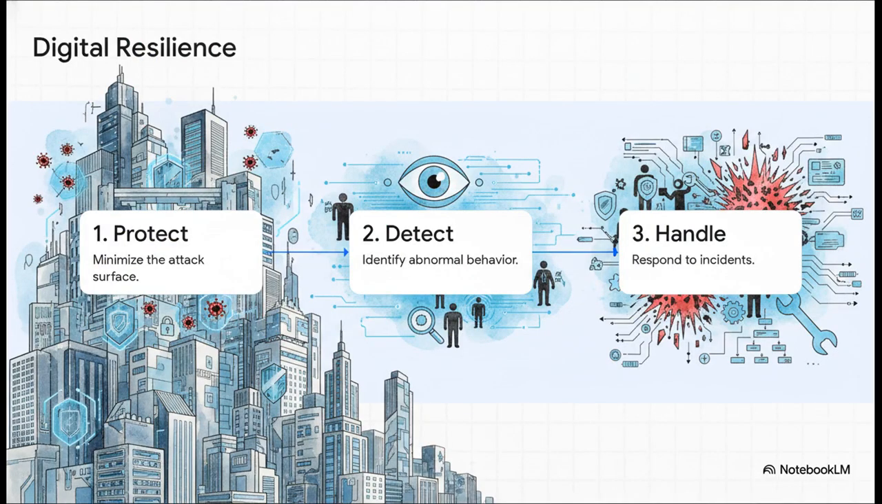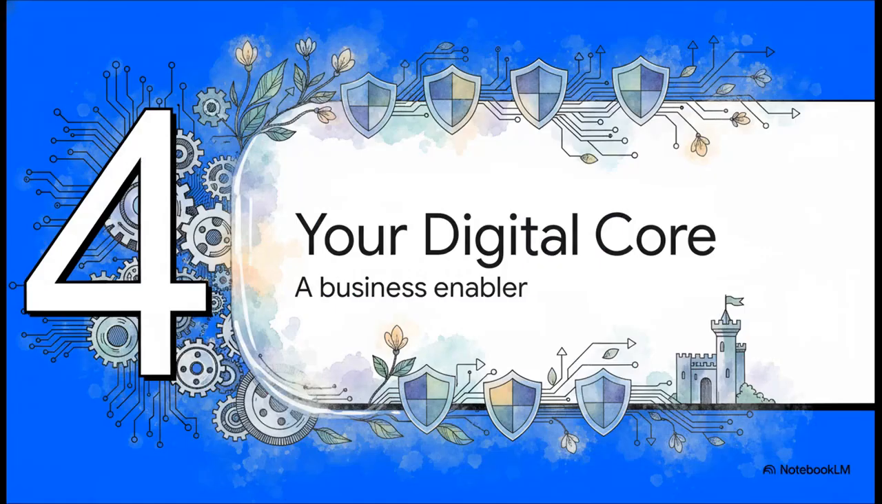So building this kind of resilience really comes down to 3 pillars. First, you protect. You do everything you can to minimize the attack surface. Second, you detect. You have to be able to spot that weird behavior in real time, not days later. And third, you need a plan to handle it. You need a methodical response when something does happen. It's a continuous cycle.